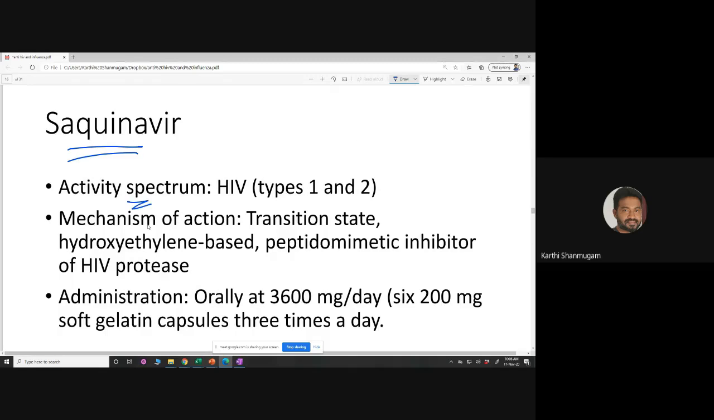So the activity spectrum of this molecule is very promising for both HIV type 1 and HIV type 2. The mechanism of action of this drug molecule is that it's a transition state inhibitor.